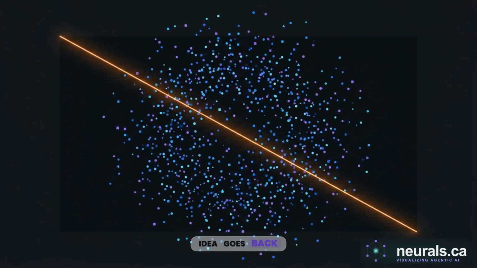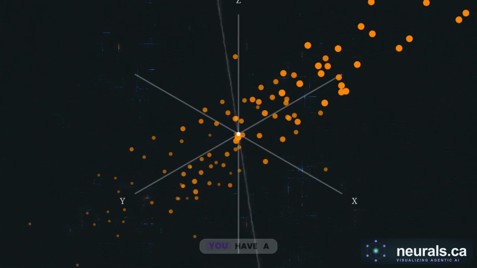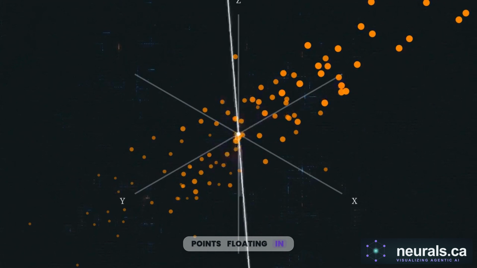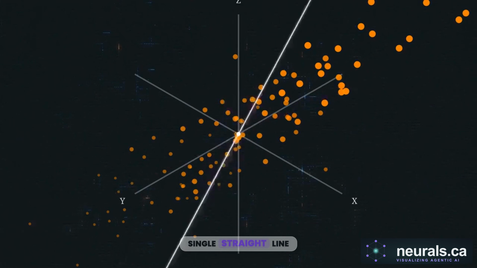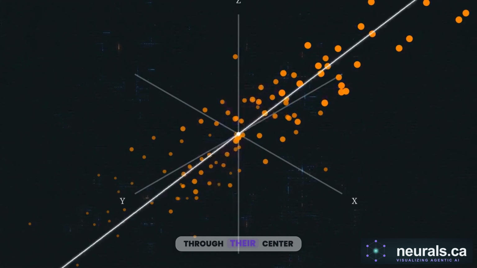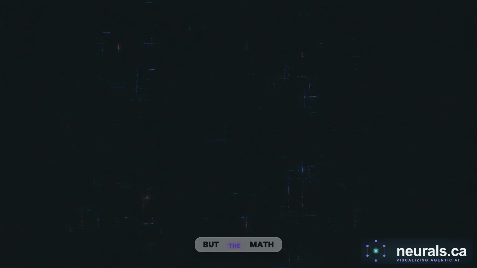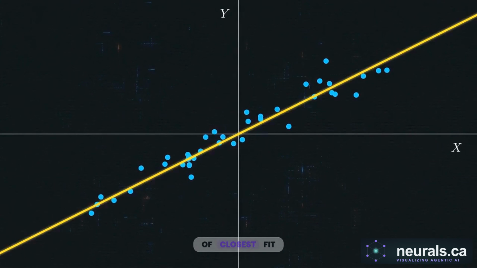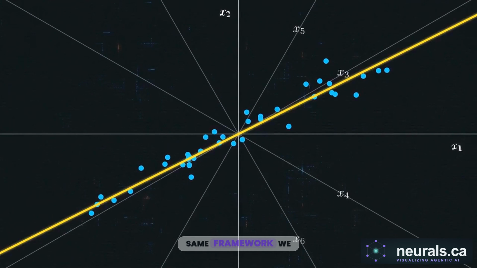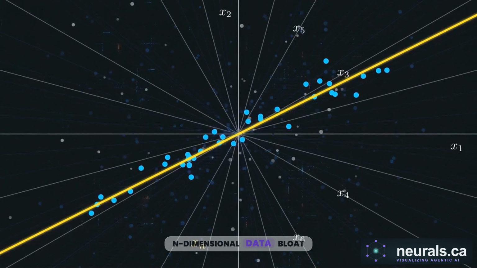This idea goes back to 1901, when mathematician Carl Pearson posed a purely geometric challenge. If you have a scattered cloud of points floating in space, how do you find the single straight line that best cuts through their center? He was trying to solve a 3D physical puzzle, but the math he used to find that line of closest fit is the exact same framework we use to cure n-dimensional data bloat.